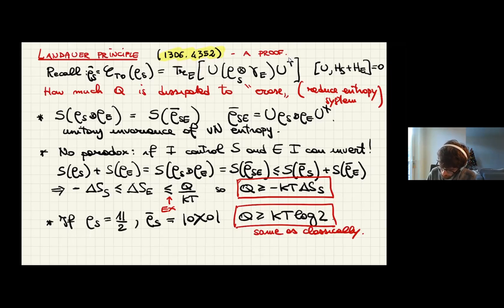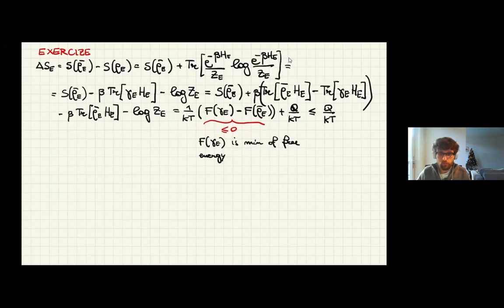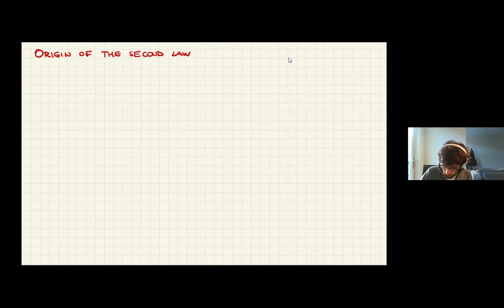Okay, any questions so far about Landauer's principle or this derivation? So here is the solution of the exercise. You can find it in the notes that will be posted online. If not, let me just, okay, sorry, there is a question. Should we care about the efficiency of the erasure? I mean, does it matter if we erase completely or partially the information?